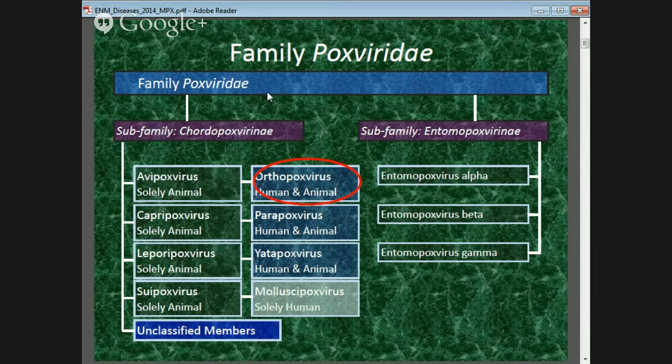Within Cortopoxviridae, there are 4 genera that have members that have viruses that have been found to be able to infect humans and cause human disease. And these are orthopox virus, the ones that we're going to be focused on, parapox viruses, yarapox viruses, and monkeypox viruses.